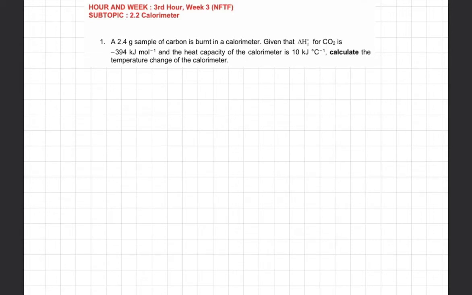So the question says, a 2.4 gram sample of carbon is burnt in a calorimeter. Given that the enthalpy of formation, so delta HF, for CO2 is negative 394 kilojoule per mole, and the heat capacity of the calorimeter is 10 kilojoule per degree Celsius. Calculate the temperature change of the calorimeter. So these are the important things that you have to know. Enthalpy of CO2 dia bagi negative, okay, and then heat capacity of calorimeter dia dah bagi. Dia suruh kira temperature change of the calorimeter.